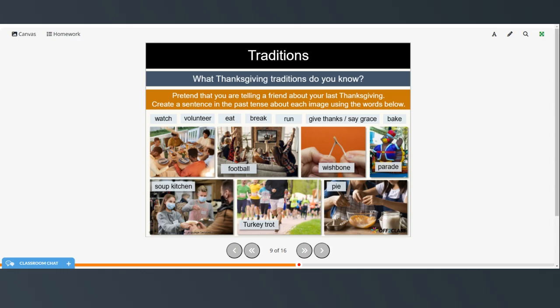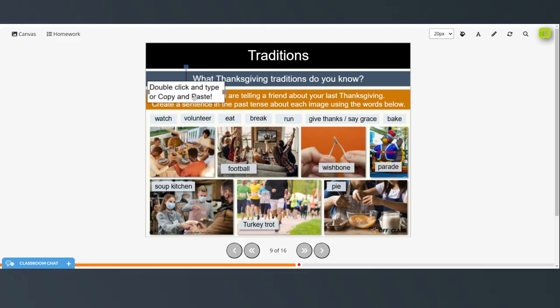So now we're going to talk about some holiday traditions or some Thanksgiving traditions. So what Thanksgiving traditions do you know? And so we'll want to pretend that you're telling a friend about your last Thanksgiving. So try to create sentences in the past tense about each picture, using the words below. You can pause the video and try that on your own.